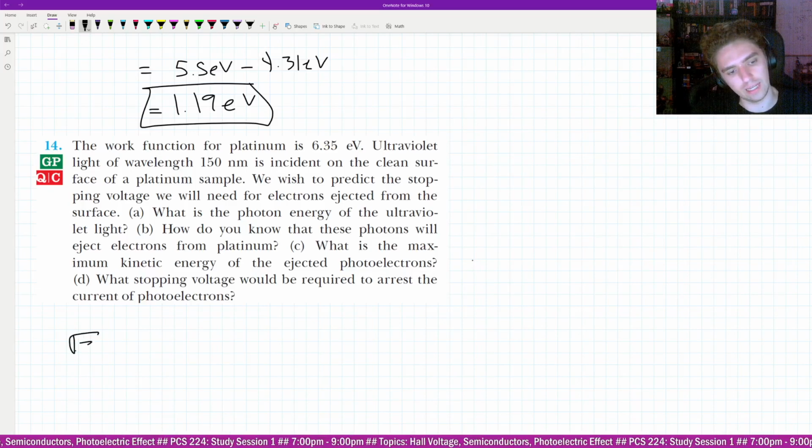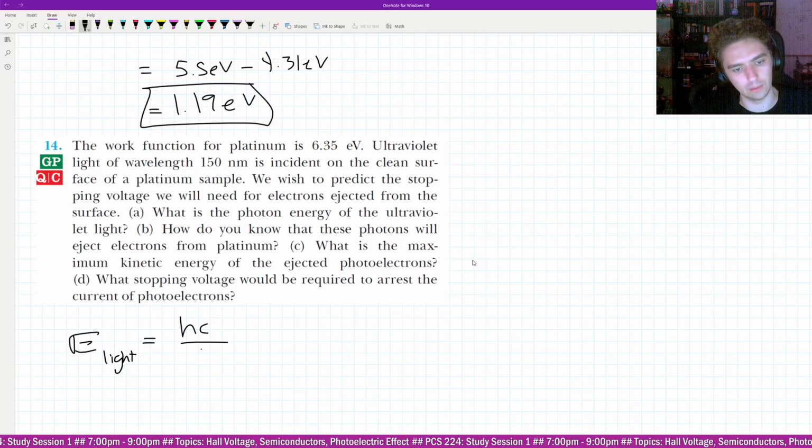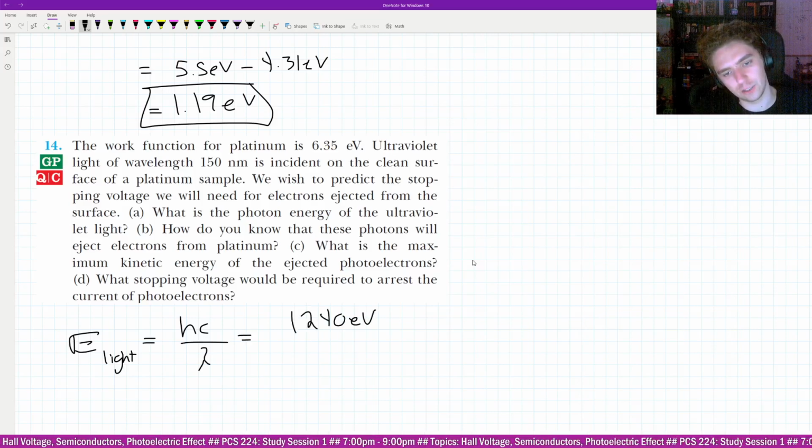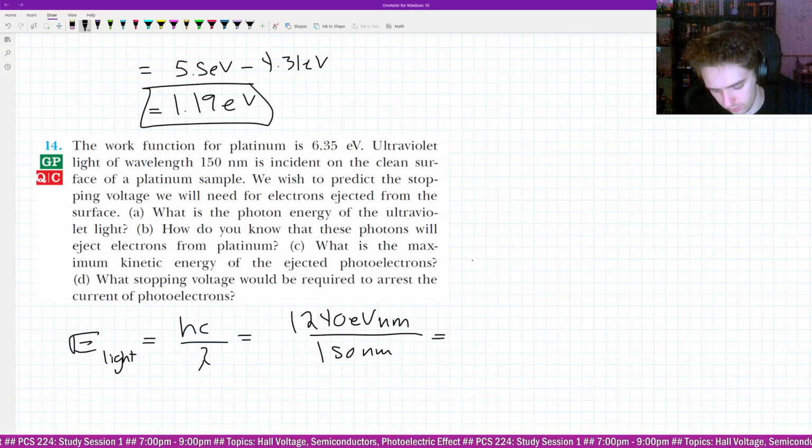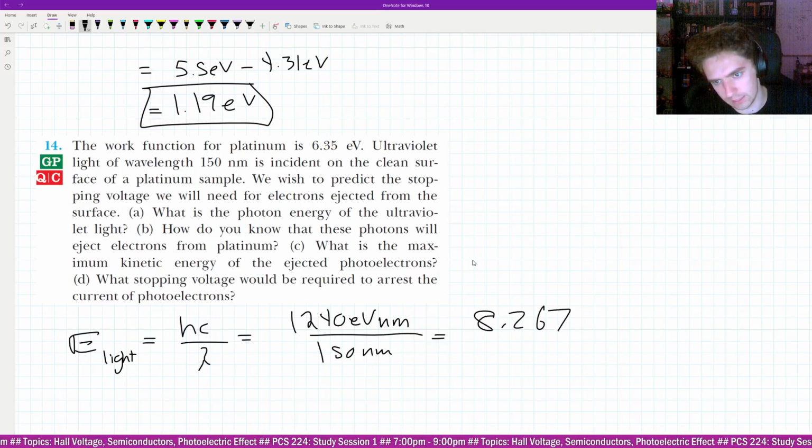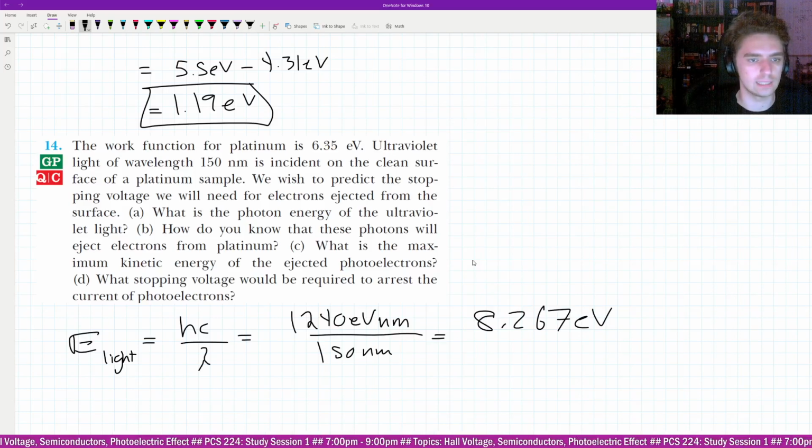Well, the energy of light is hc over lambda. Ooh, that's not a good lambda. Whoa, I forgot how to draw lambda all of a sudden. There, that's how you draw it. Which is 1240 electron volt nanometers over 150 nanometers. So this is just going to be 1240 over 150, which is 8.26267 electron volts. So that's the amount of energy of light that we have coming in.